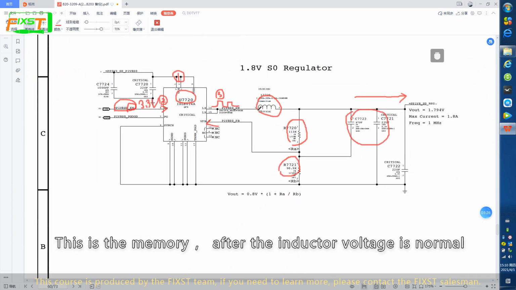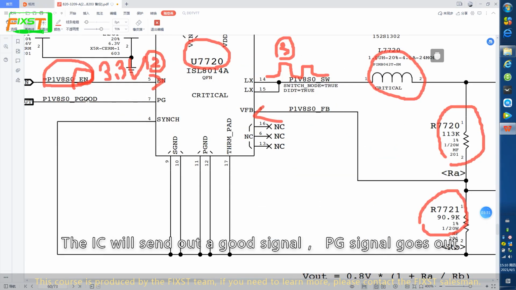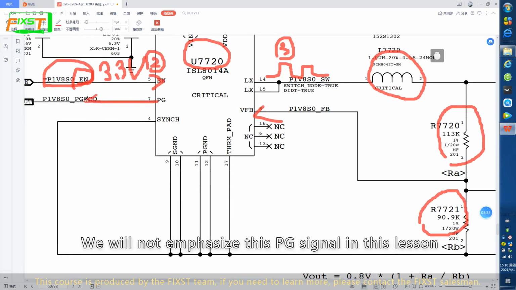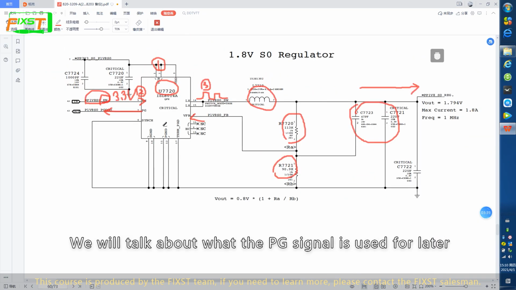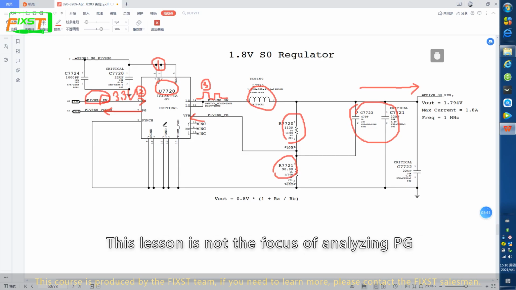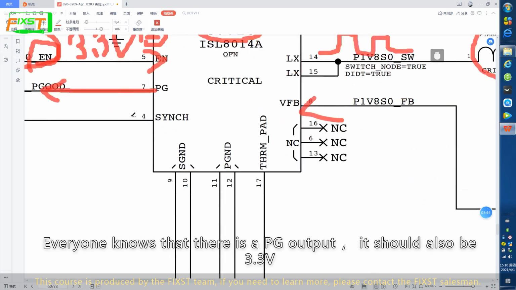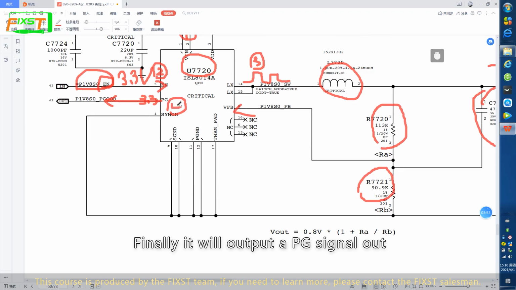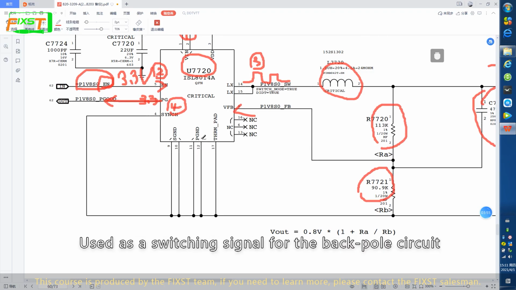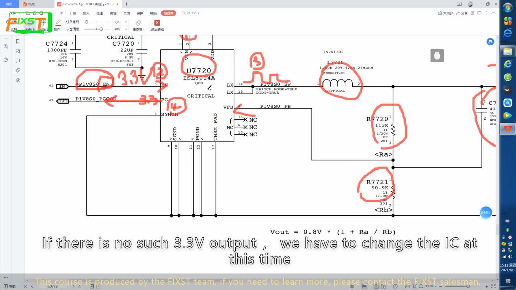This is memory. After the inductor voltage is normal, the IC will send out a PG signal. We will not emphasize this PG signal in this lesson; we will talk about what the PG signal is used for later. Everyone should know that there is a PG output, and it should also be 3.3 volt. In other words, after the IC works normally, it will finally output the PG signal. What is it for? It is used as a switching signal for the back-end circuit. If there is no such 3.3 volt output, we have to change the IC at this time.